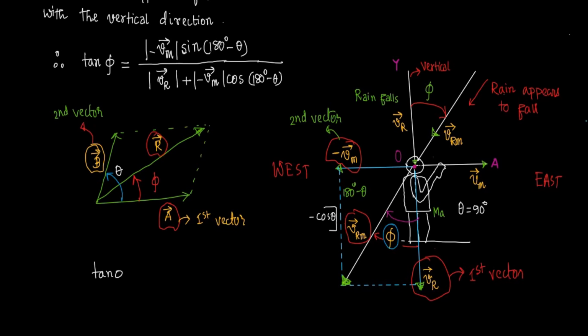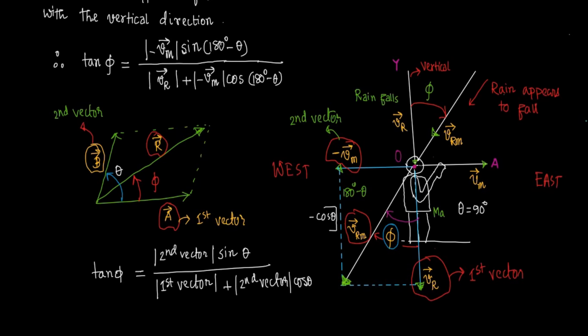And here tan phi will be equal to the magnitude of the second vector times sine of the angle between the two vectors, that is sine theta, divided by the magnitude of the first vector plus the magnitude of the second vector times cos theta. That is the expression of tan phi.